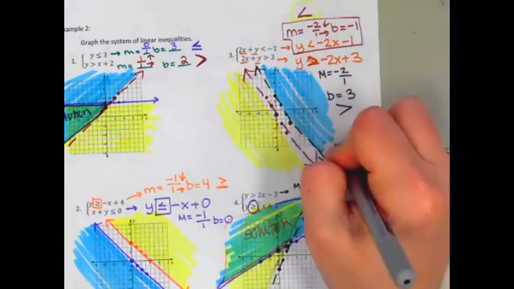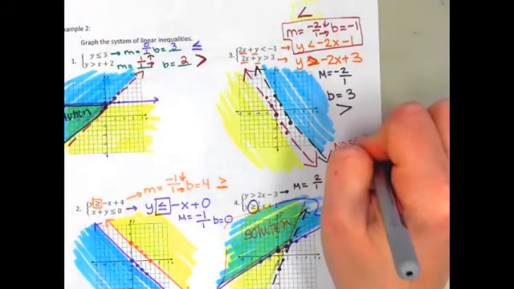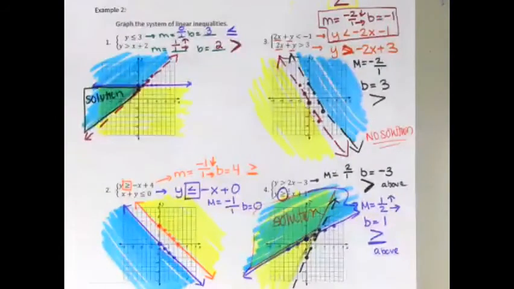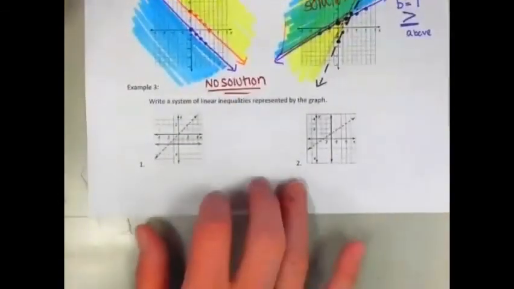So it's no solution. But if we needed to, if we did shade below it, would you guys be able to find where the intersection is? Yeah. All right, any questions with solving systems? Was that bad? No, it's just the shading, right? Just remembering the shading. Now, example 3 here is writing the system from that.